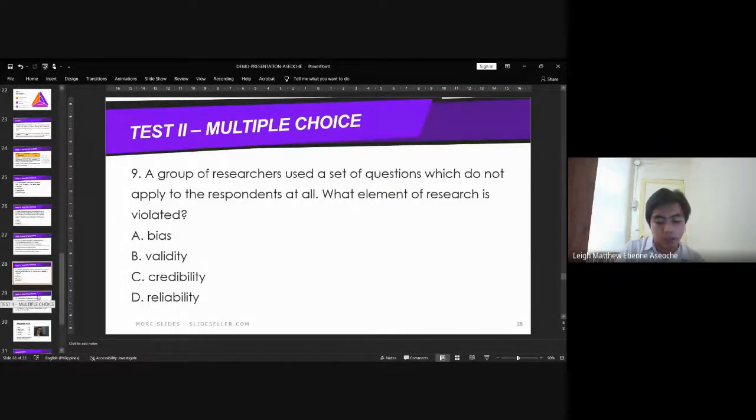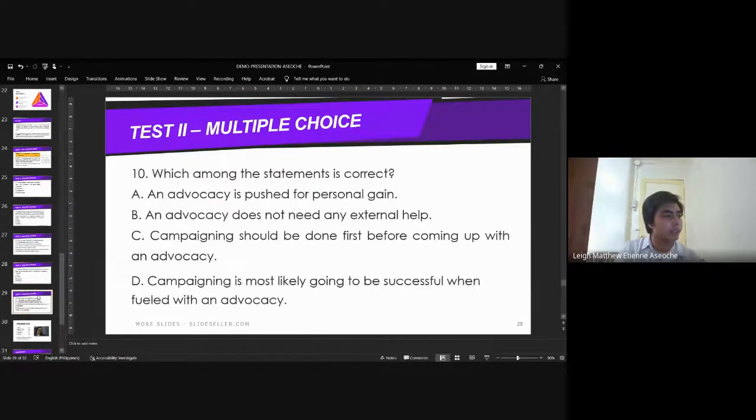Okay, moving on to the last question, number 10. Which among the statements is correct? A, an advocacy is pushed for personal gain. B, an advocacy does not need any external help. C, campaigning should be done first before coming up with an advocacy. Or is it letter D, campaigning is most likely going to be successful when fueled with an advocacy?